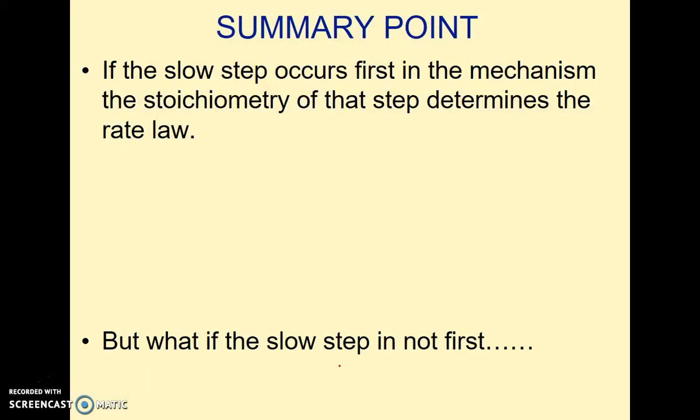Okay, now this is a summary point: if the slow step occurs first in the mechanism, then it's the stoichiometry of that step that determines the rate law. We're going to see, I think, Wednesday, either through a video lesson or in school, what happens if the slow step is not first. And that makes it a little bit more complicated.